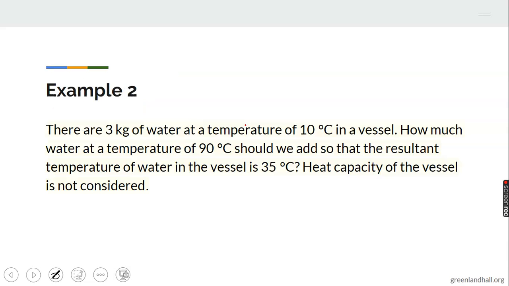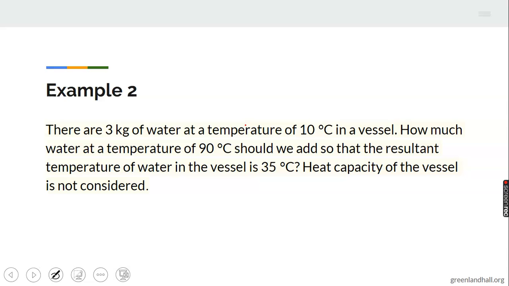Now, example 2. There are 3 kilograms of water at a temperature of 10 degrees Celsius in a vessel. How much water at a temperature of 90 degrees Celsius should we add so that the resultant temperature of the water in the vessel is 35 degrees Celsius? The heat capacity of the vessel is not considered.